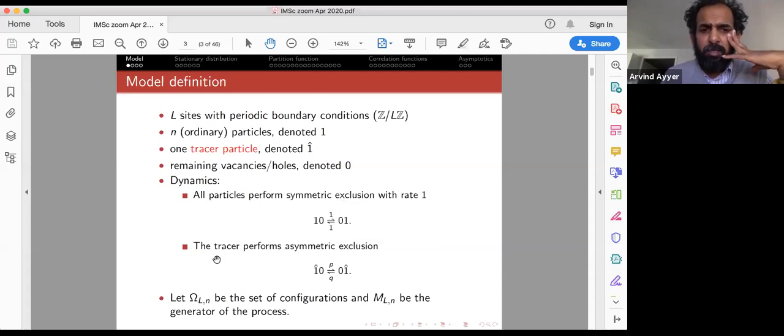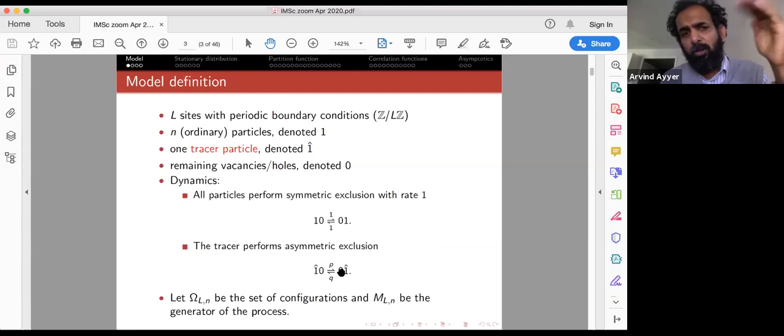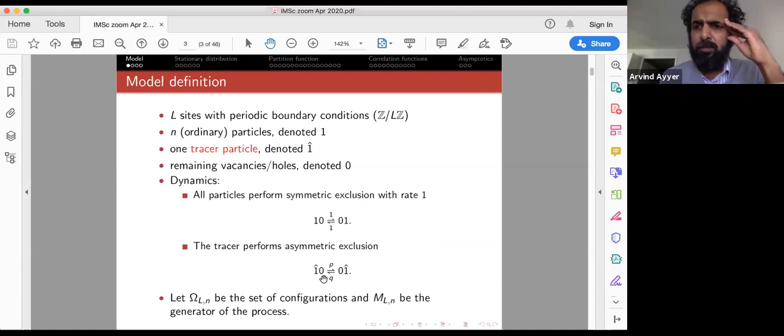But the tracer is special. So it has similar dynamics as before, except that it moves asymmetrically. So the tracer moves to the right, or if you want clockwise, with rate p, and counterclockwise with rate q. And of course, it can only move to a vacancy. So if a tracer is adjacent to a regular particle, then they cannot interchange. Okay, is that clear? Are there any questions, please?